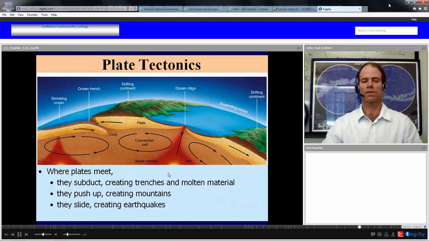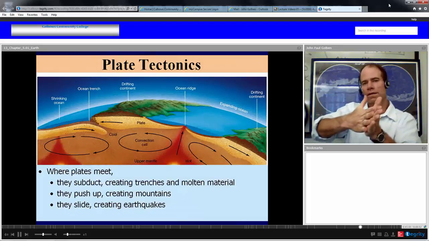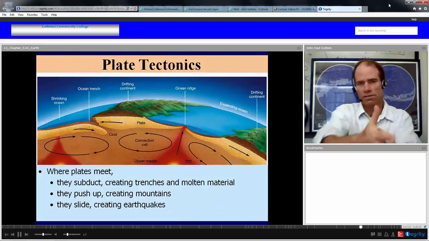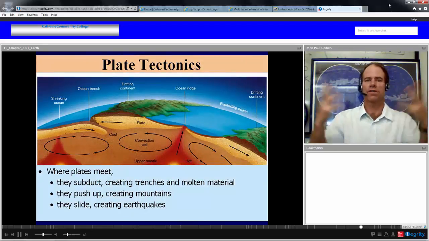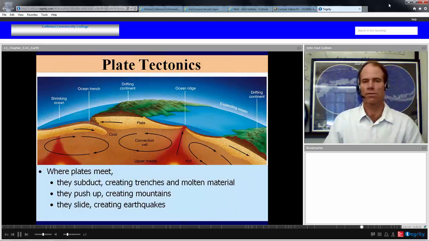Another possibility as these plates collide is that they slide along each other, and maybe they get stuck for a little bit, and then with enough push, all of a sudden they'll slip. And when that happens, you get yourself an earthquake and maybe a few aftershocks as it slips from plate to plate. That's what's happening with this kind of sliding action along the coast of California.